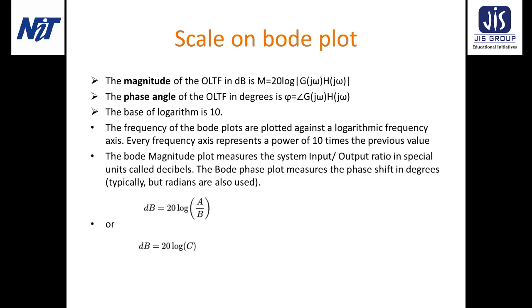One is the magnitude of the open loop transfer function that will be expressed in the decibel unit, and to convert this we will use this formula. Magnitude in dB is 20 log of the modulus of G(jω)H(jω), and the phase angle of the open loop transfer function will be expressed in degrees, and the base of that logarithm will be 10. The frequencies of the Bode plot are plotted against the logarithmic frequency, and every frequency division represents a power of 10 times the previous value, that means the decade.